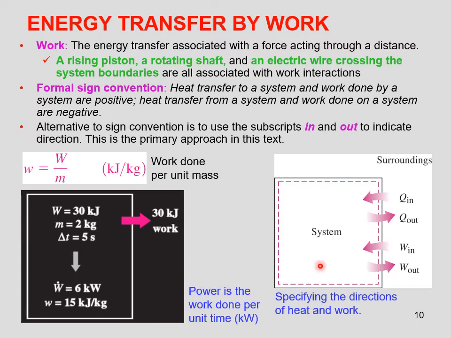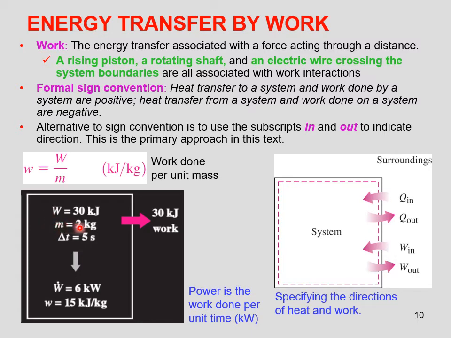So for example, let's say we have a system. You can have heat being transferred into the system or out of the system. You can have work being done on the system or the system doing work on the surroundings. This makes it a lot easier, I think, to keep track of everything. So in our example here on the left, again, you have 30 kilojoules of work.